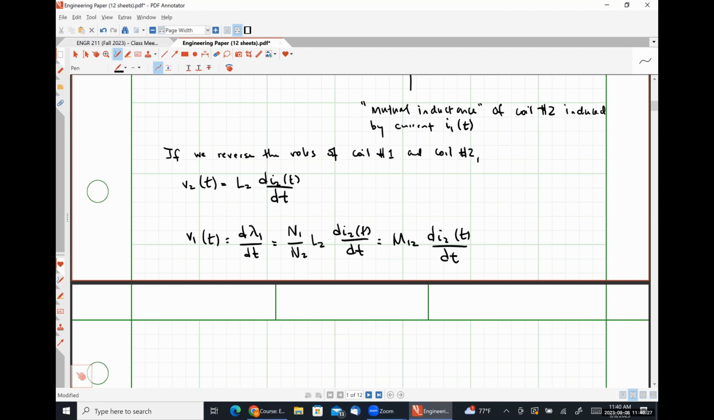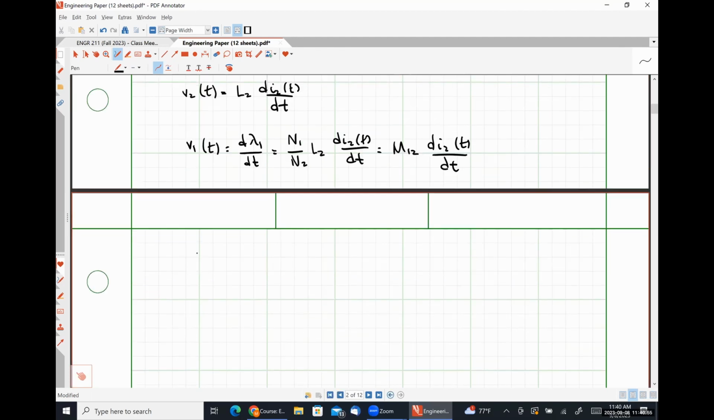So our last thing to observe here is that energy is conserved in this system. What should the relationship between M12 and M21 be? They have to be the same thing, right? So generally speaking, we are going to have M12 is equal to M21 is equal to just M, the mutual inductance observed between two coils.